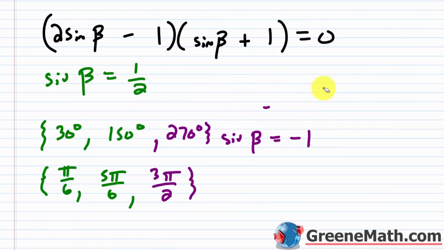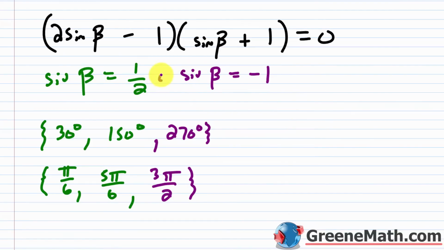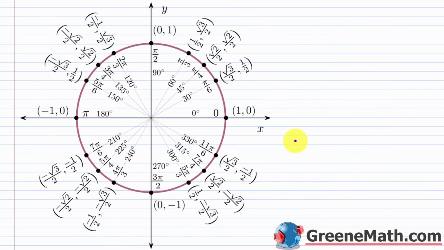Let me just erase this real quick. And let me just drag this out of the way. So we'll put this over here. So let's put or. And then let's come down here. And again, the more you reference the unit circle, the more you work with it, the more you memorize it. Again, we were looking for sine of beta to be equal to 1/2. So that's going to be here. You're looking for your y value. So 30 degrees or pi over 6.